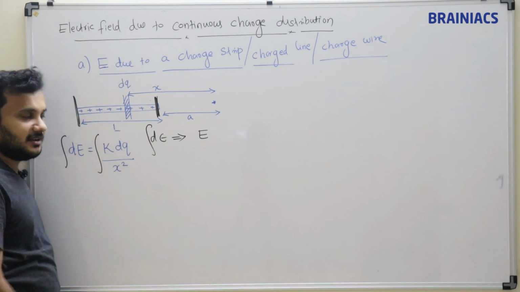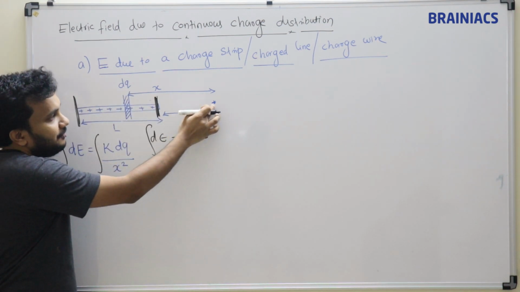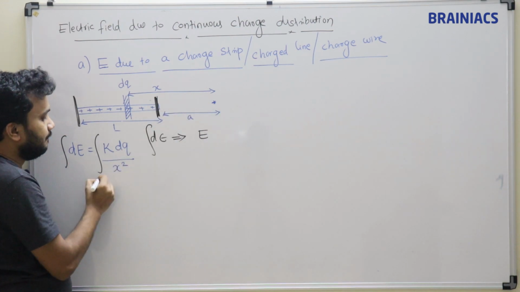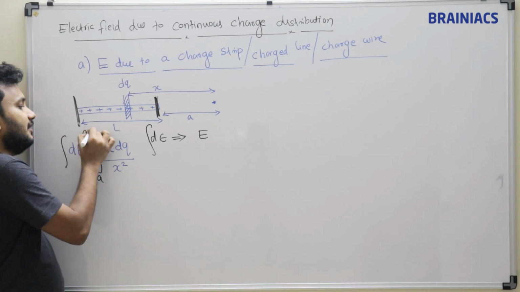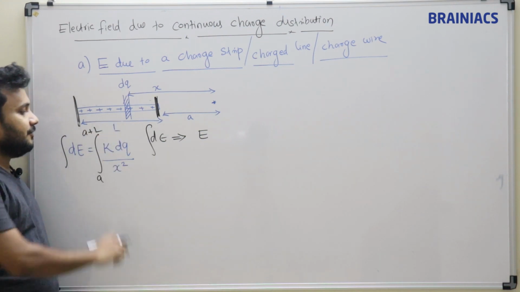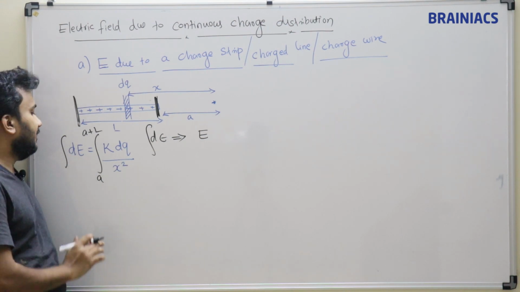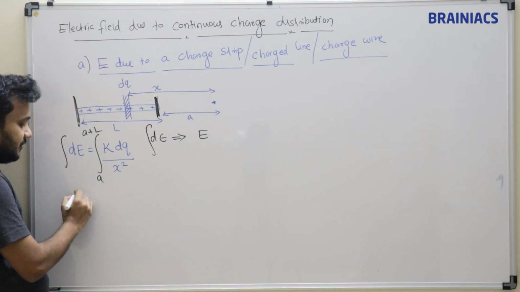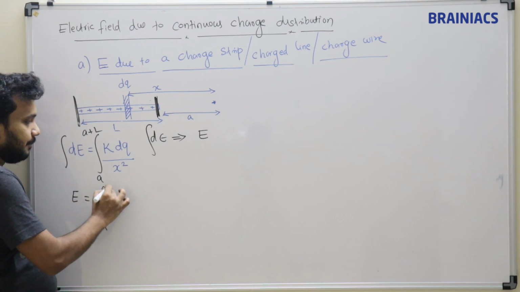What is the limit of integration? From where to where can I go? I can go from here, which is at length A, up to this point, the last end. What is the length? A plus L. If I integrate this process, then I will get the full E. So now the integration of dE is E. So E is equal to the integral from A to A plus L.